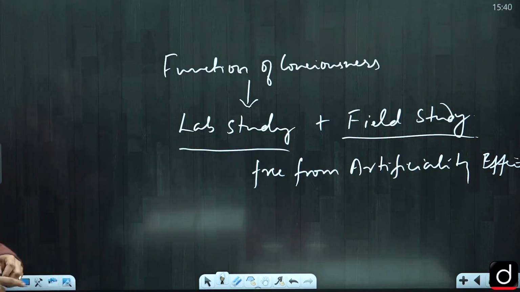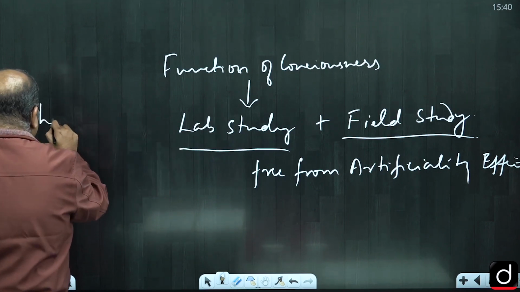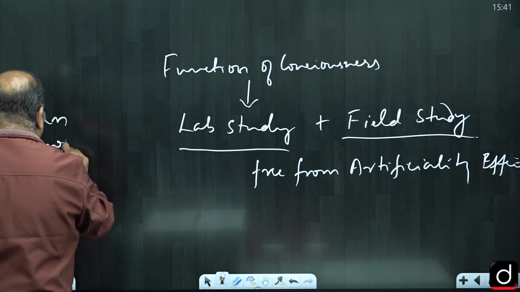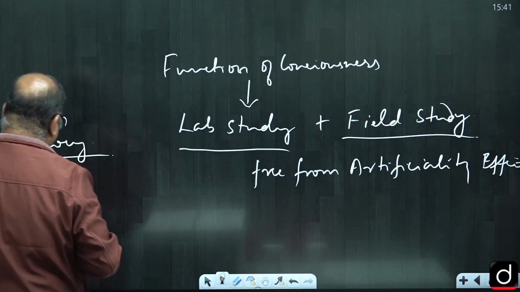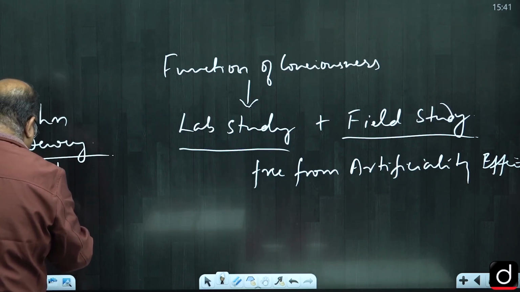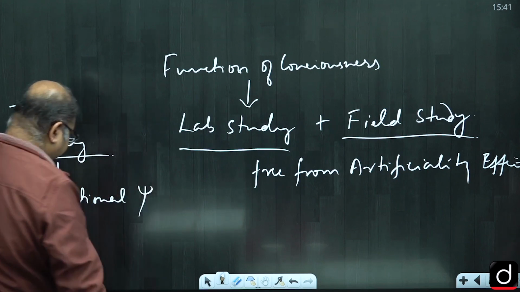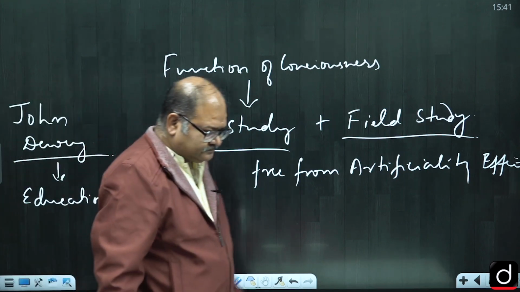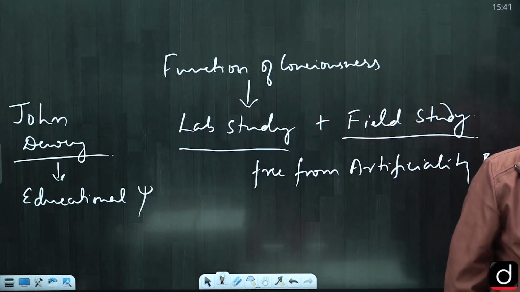And one functionalist, apart from William James, you must know his name. He was John Dewey. He used functionalism to study educational psychology. How children learn by using their consciousness.